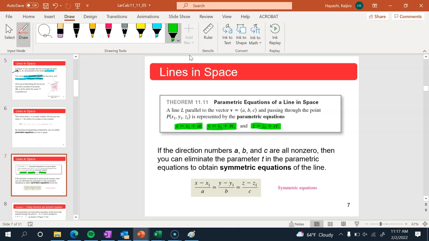So essentially you're sort of breaking it up into, where is the line in terms of x, and how far is it moving in terms of x? Where is the line in terms of y, and how fast is it moving in terms of y, and where is the line in terms of z, and how fast is it moving in terms of z? Okay.